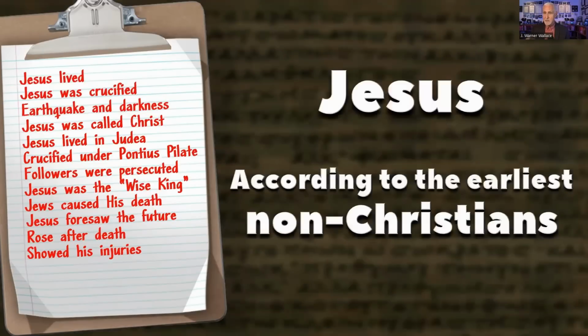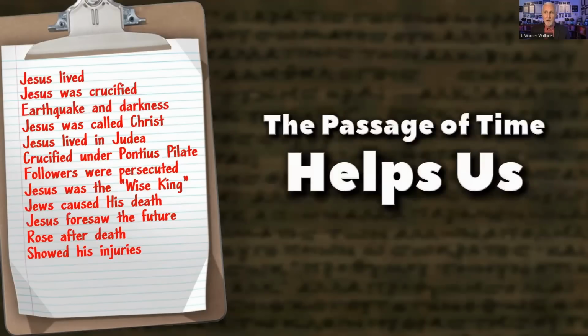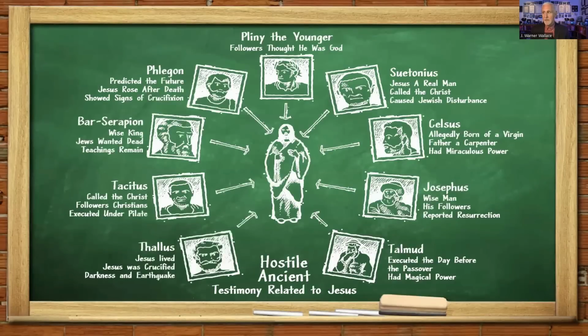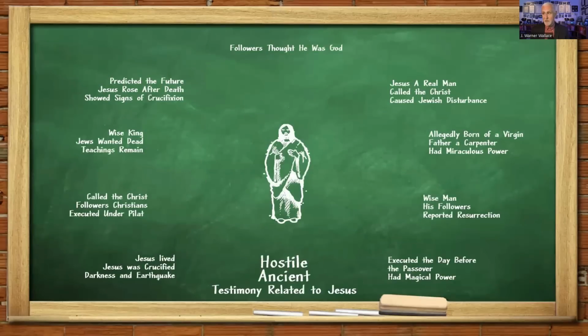Remember, this is Jesus according to the earliest non-Christians. Do you see again how the passage of time helps us? So that we then can make that outline for people and even make it visual. So we can say, look, this is the people who weren't Christians, who had something to say about Jesus within 100 years of Jesus's life. So this happens, right, all the time.